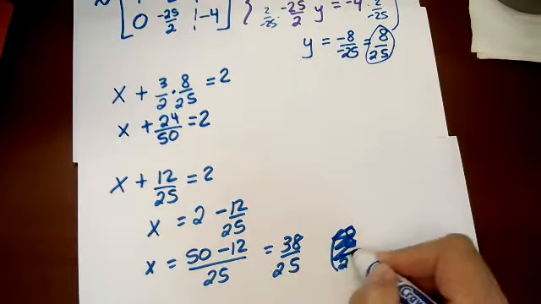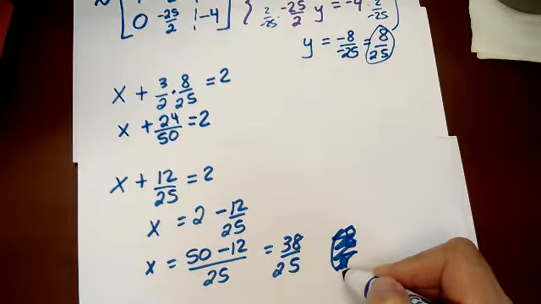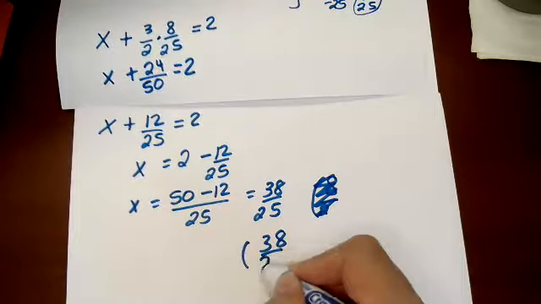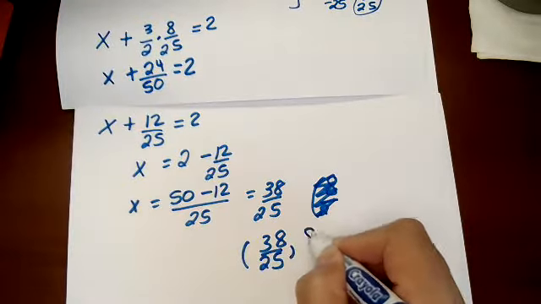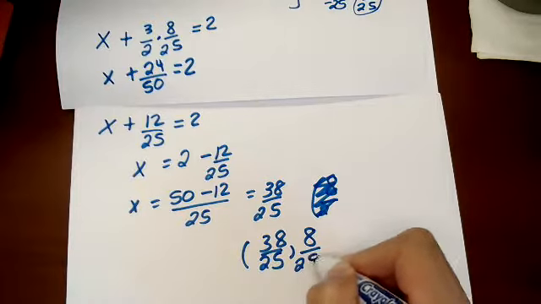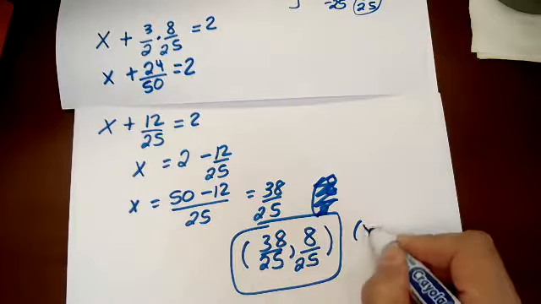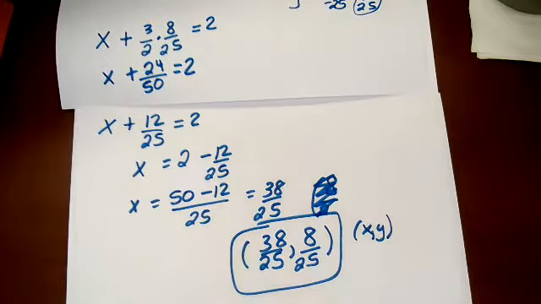So my solution is 8/25. Whoops. Be careful. X has to come first. The x is the 38/25, and the y is the 8/25. So that's my xy solution, 38/25, comma, 8/25.